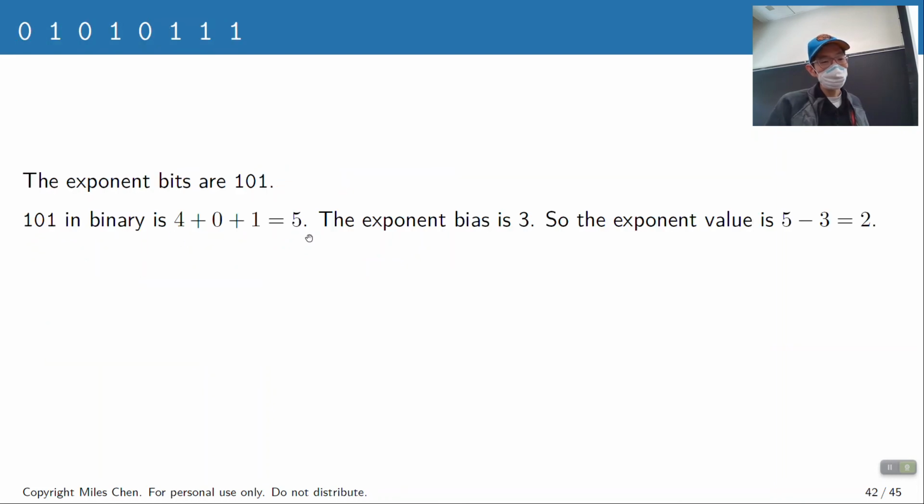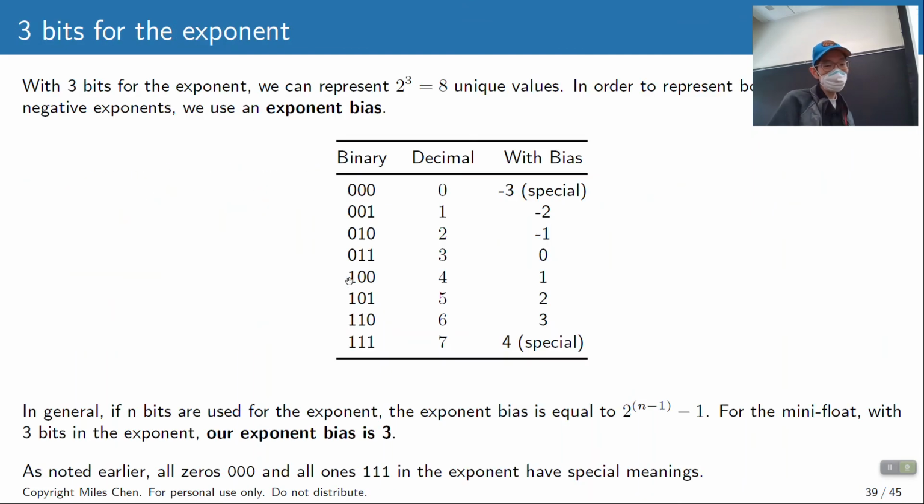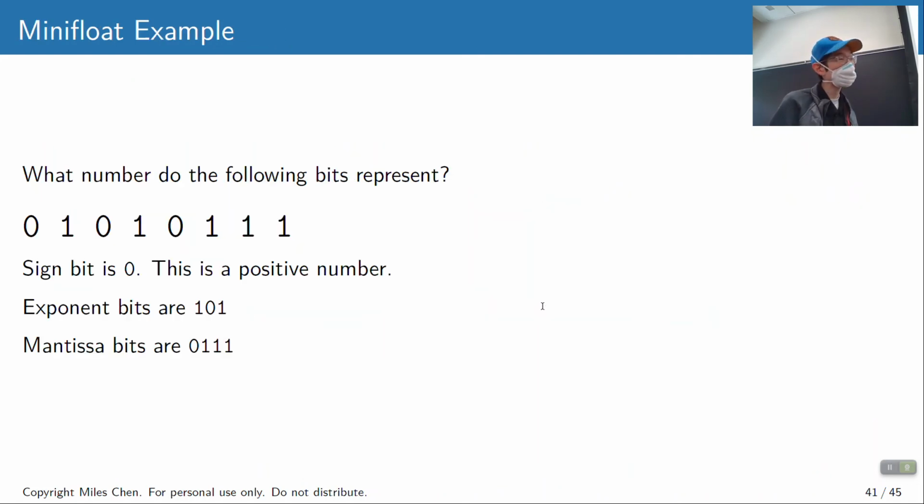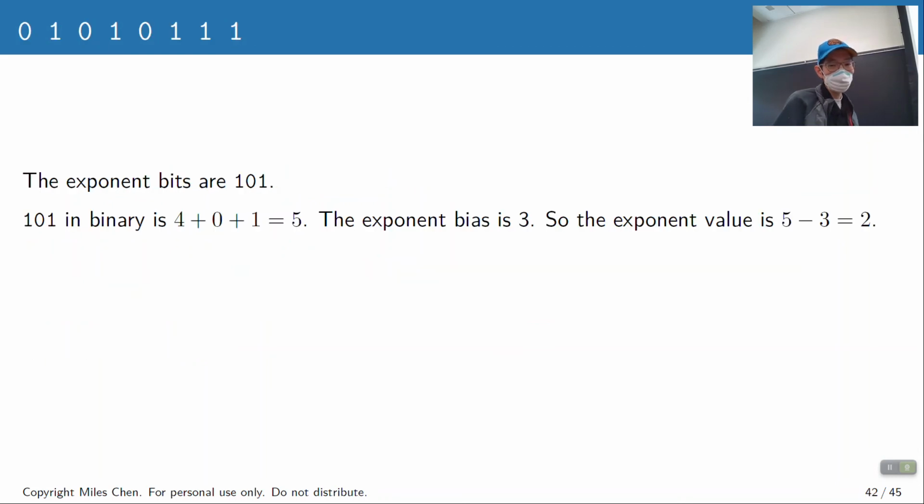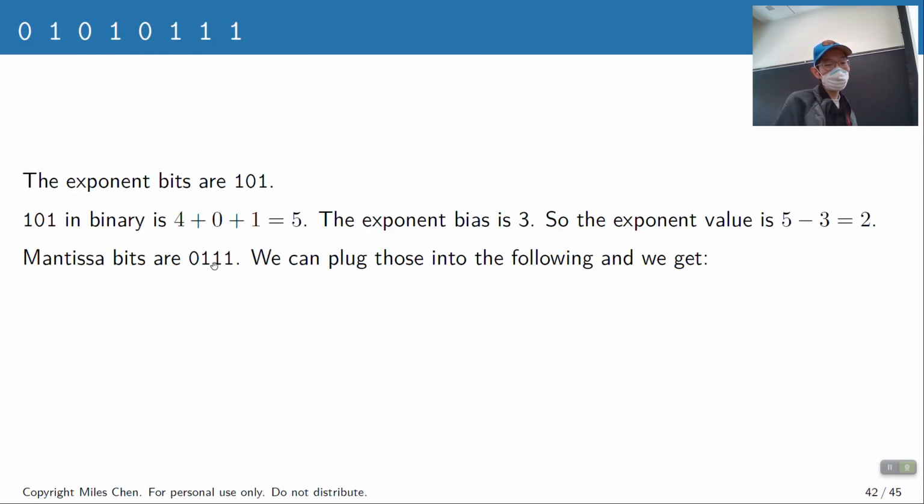The exponent bits being 101 is a 5. I can go back to this table: 101 is 5 in decimal. We're applying a bias of 3, so this corresponds to an exponent of 2. So this is going to be something times 2 to the 2. The mantissa bits are 0111, so we fill that in: 1 point 0111. And so this is going to be 1.0111 times 2 to the 2.